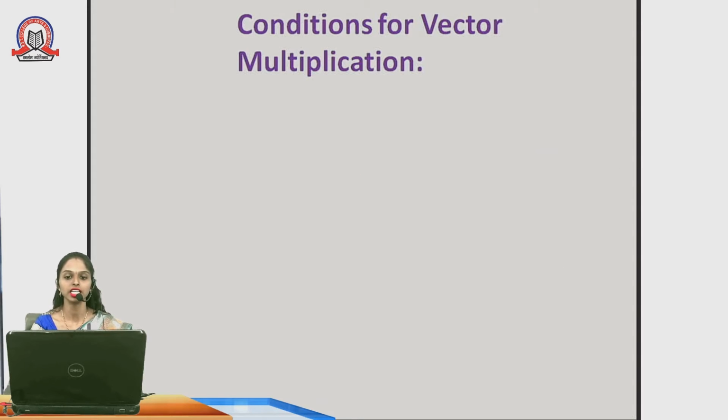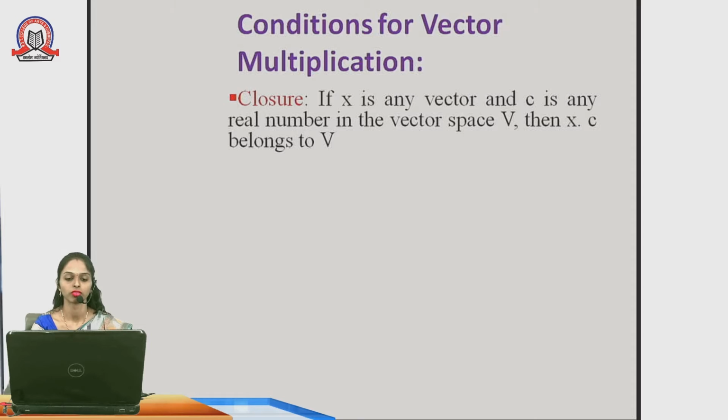Next we see the conditions for multiplication. That is, first property is closure. If x is any vector and c is any real number in the vector space V, then x dot c belongs to V. This is called the closure property.